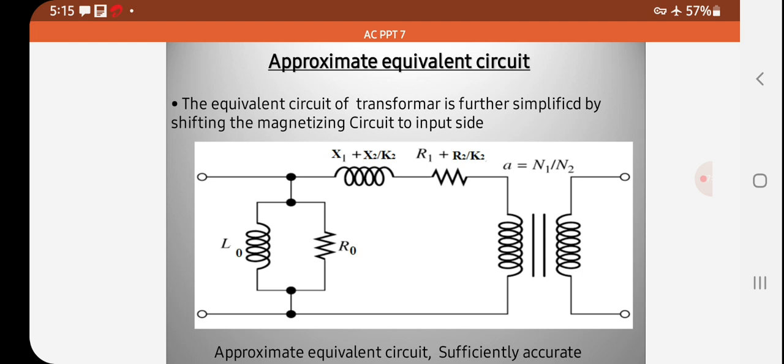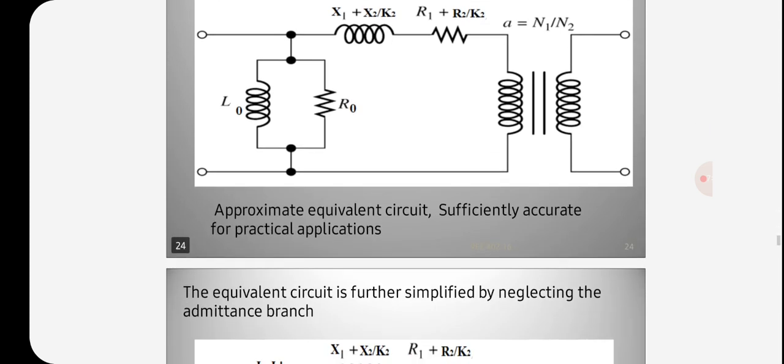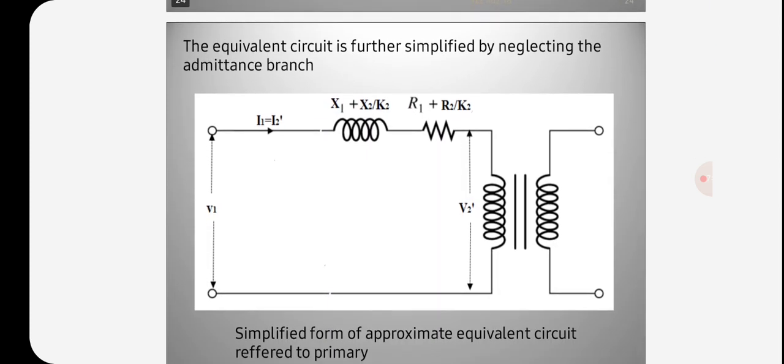In this, the equivalent circuit of the transformer is further simplified by shifting the magnetizing circuit to the input side. So the equivalent circuit is further simplified by neglecting the admittance branch. This is the simplified form of the approximate equivalent circuit referred to primary.